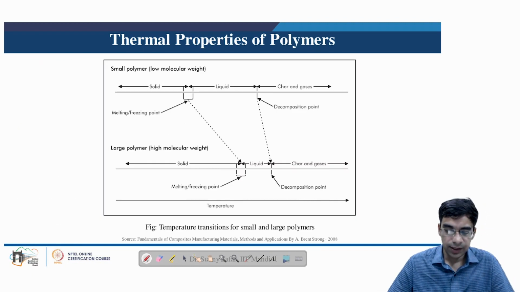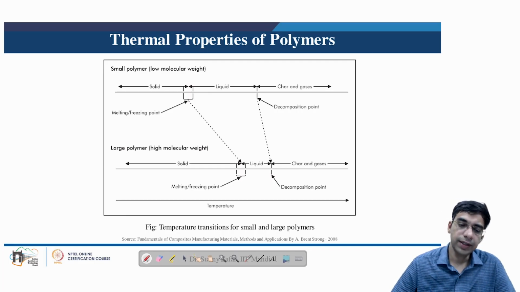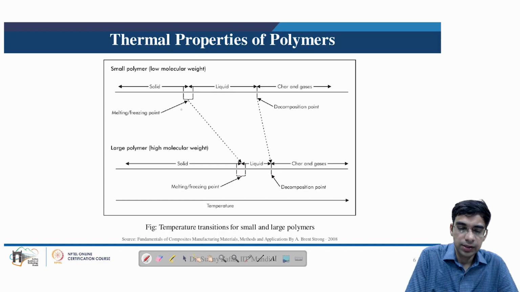So here we will see the concept of how small polymer chains and large polymer chains vary. In case of small polymer chains, as the molecular weight is less, the transition from solid to liquid will happen at a relatively lower temperature compared to the large polymer chains, where the temperature at which the melting or freezing takes place occurs at a higher value.